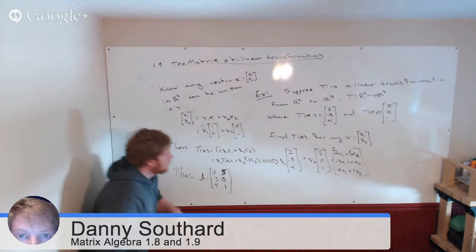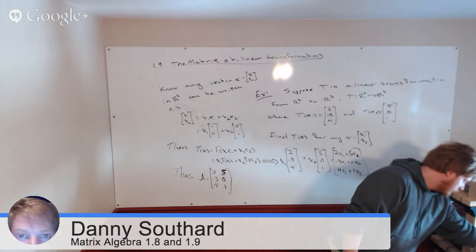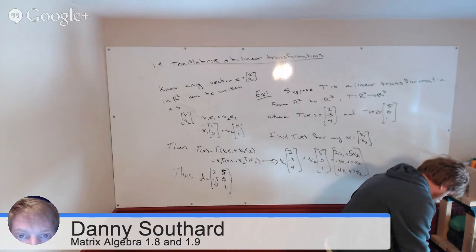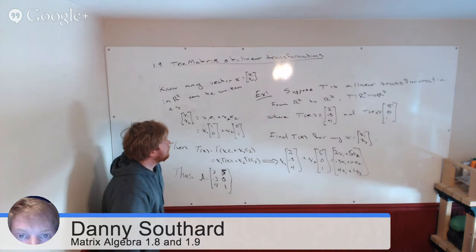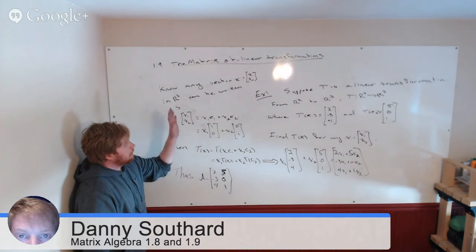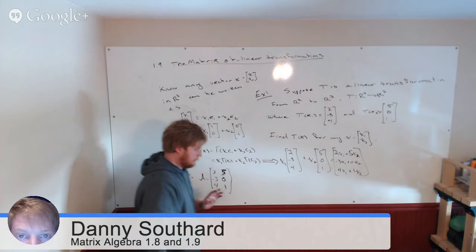So that's great if we know how the transformation acts on the columns of the identity matrix. It's very simple.